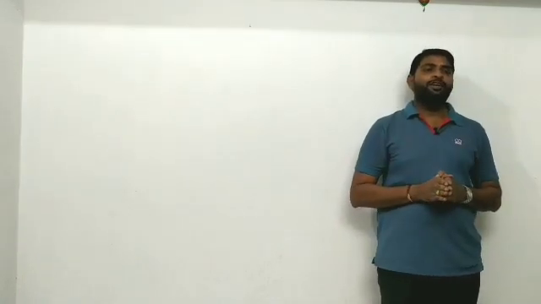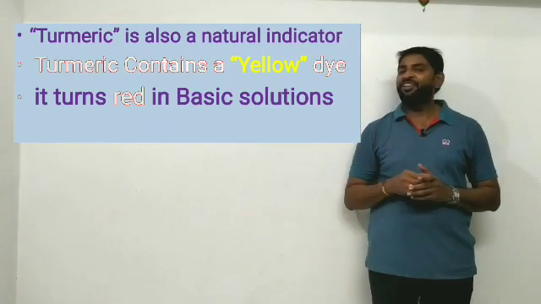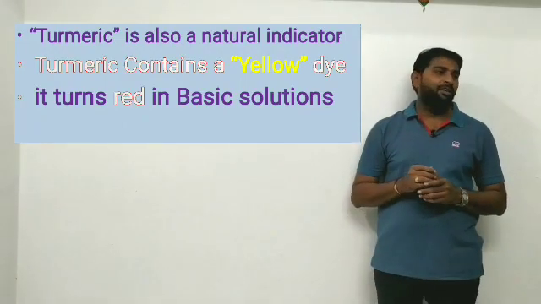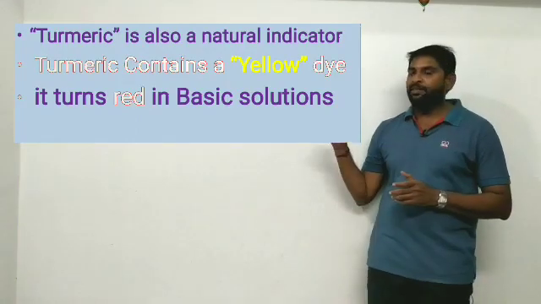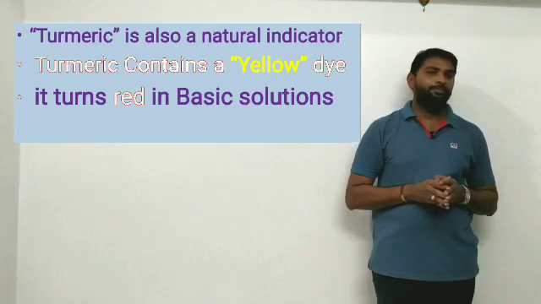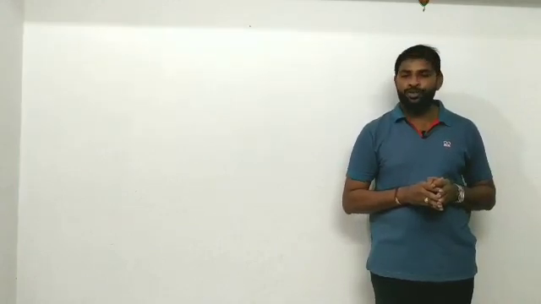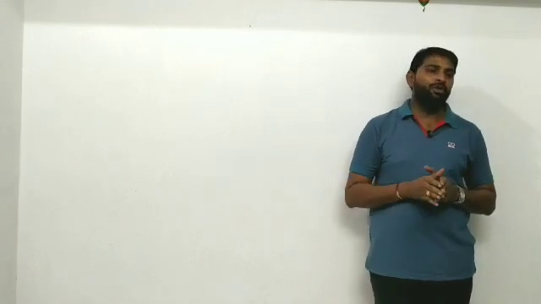One more natural indicator, which we generally use in our kitchen, is turmeric. Turmeric is also a natural indicator. Turmeric contains a yellow dye. It turns red in basic solutions. If you add turmeric to a soap solution, then the yellow colored turmeric converts into red in color.